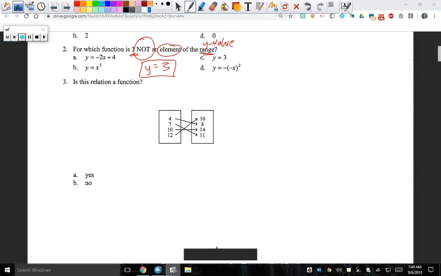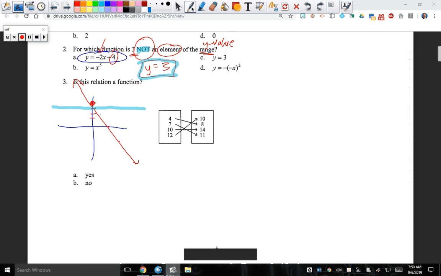If we were to graph these individually, let's start with this one. We know it's mx plus b. The y-intercept, of course, is 4, so we would start at 2, 3, 4, and the slope is negative 2, so it's down 2 over 1, down 2 over 1, down 2 over 1. So it looks something like this. And we want to know when 3 is not an element of the range. Well, obviously 3 is an element of the range because y equals 3 touches the graph.